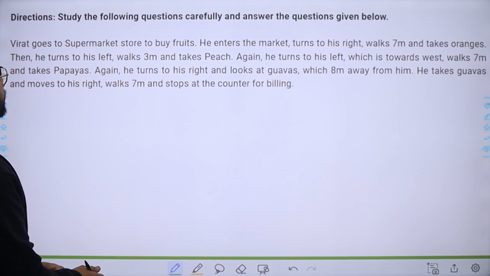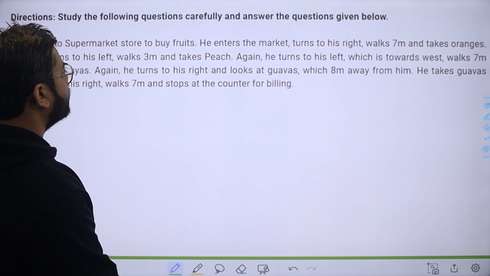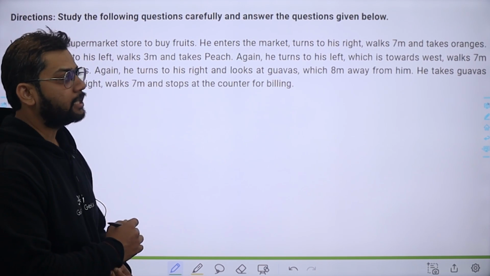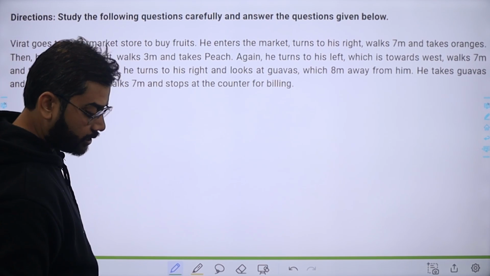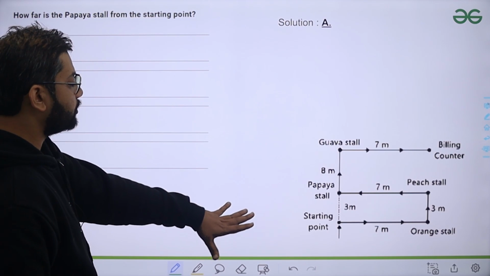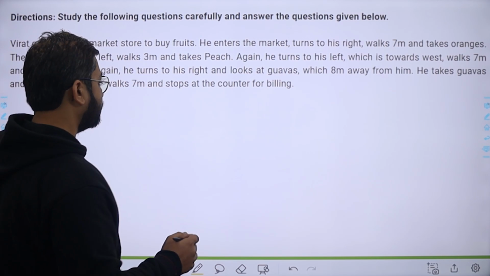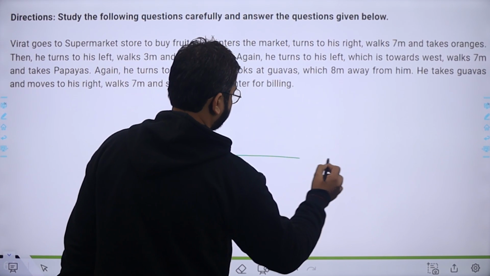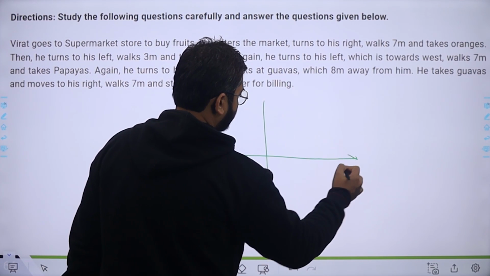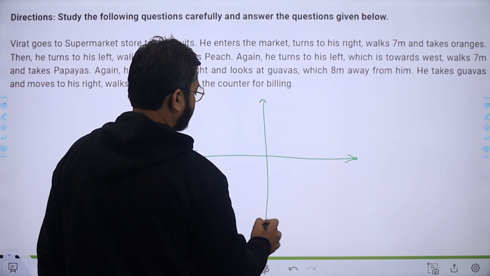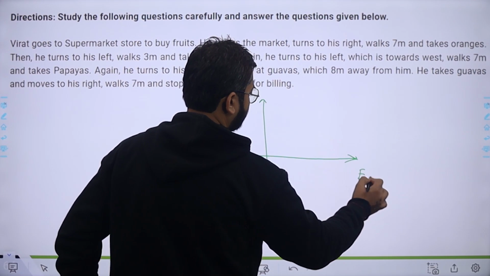Virat goes in the supermarket store to buy fruits. He enters the market, turns to his right. Okay, so suppose if there is nothing mentioned, then we assume that Virat, at the starting point, if Virat is here, then we are assuming that he is facing in the north direction. So if there is nothing mentioned, then by default we can assume that he is facing towards the north direction.